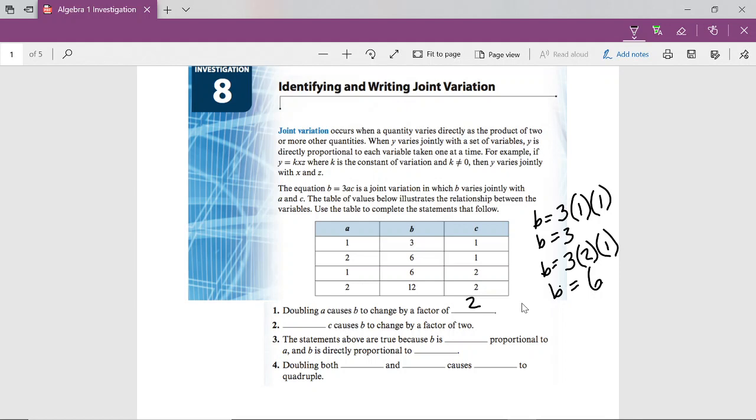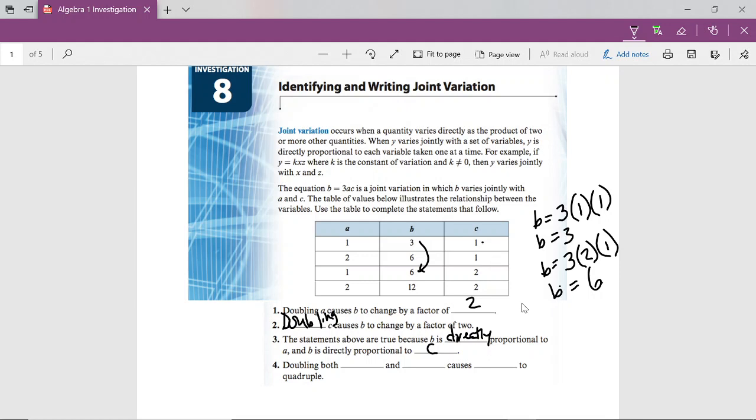Number 2, doing what to c causes b to change by a factor of 2? Well, let's see what happens. If I take c and go from 1 and change it to 2, then I see 3 changes to 6. So by doubling c, b changes by a factor of 2. The statements above are true because b is directly proportional to a and b is directly proportional to c as well, since we're in joint variation with this relationship.